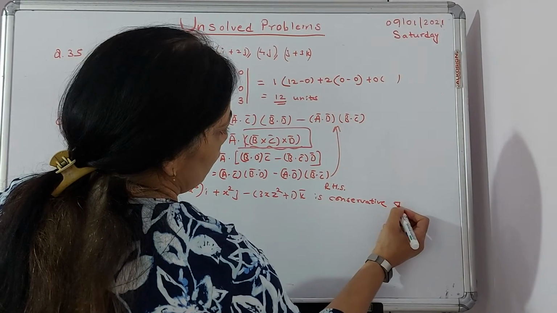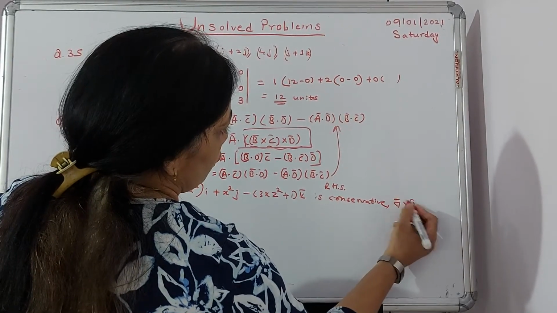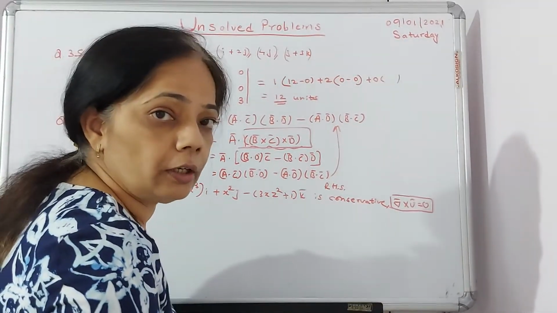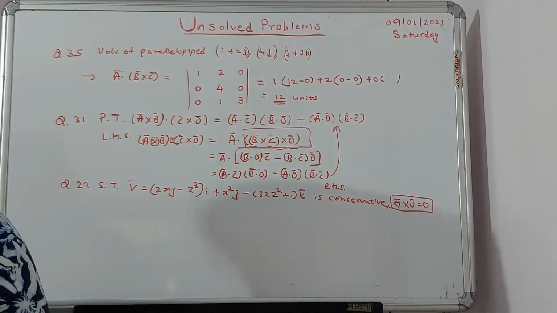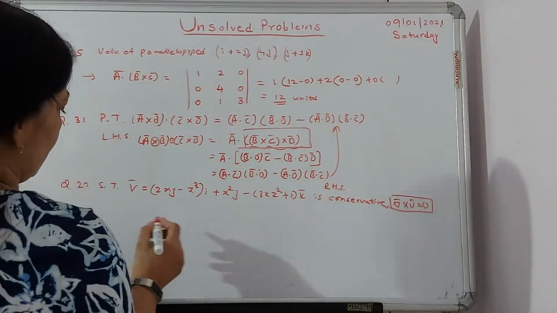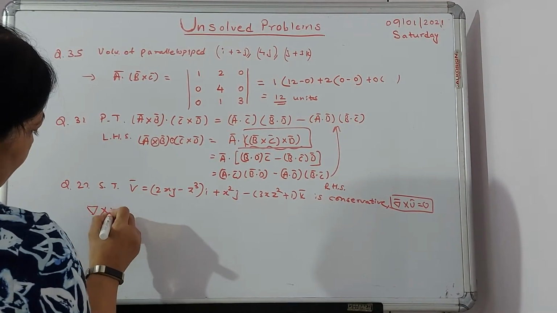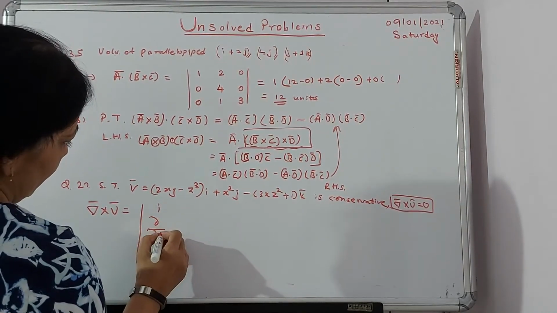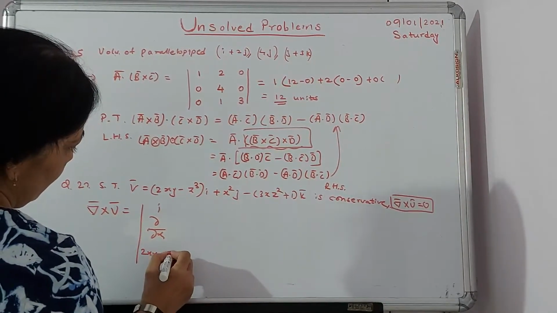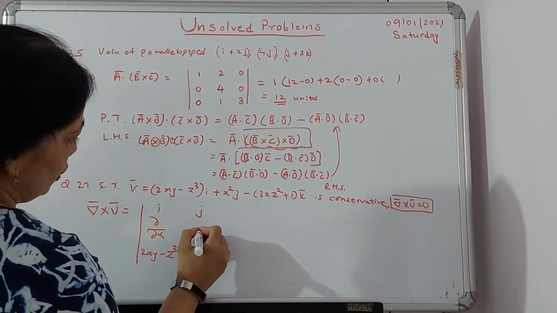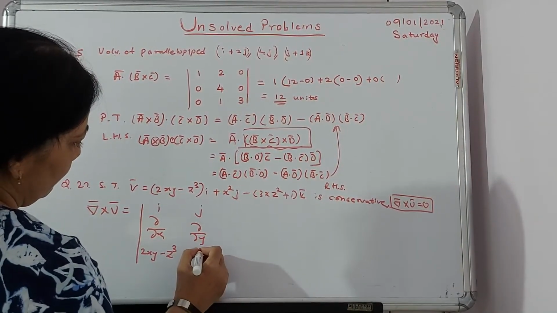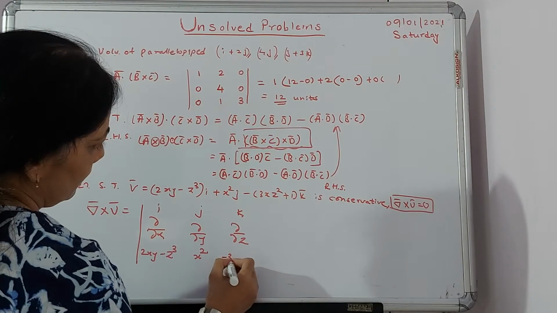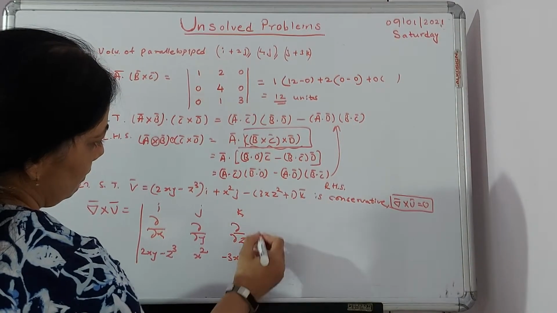Correct? To show it is conservative, what is the rule? Show del cross v has to be 0. If it is not 0, it is not conservative, it is rotational. Correct? That is the same logic we'll have to show. So if del cross v comes out to be 0, that's our job. So to show that, I'll write i, del by del x, 2xy minus z cube, j, del by del y, x square, k, del by del z, minus 3xz square minus 1.